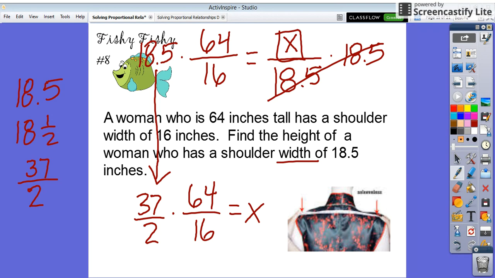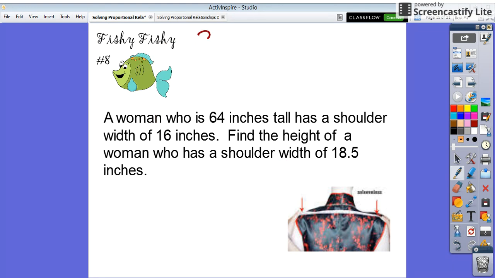So now that we have our new equation, I'm going to clear this and rewrite it. So that's going to be 37 over 2 times 64 over 16, all set equal to x, because we're trying to figure out what x is. So not to confuse you, I'm going to turn this x here into a dot, so we know it's multiplied. So now we need to take 37 and 64 and multiply them together.